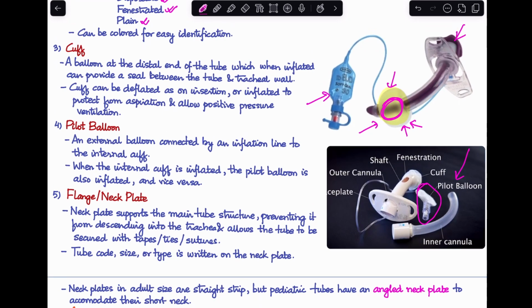The next part is the neck plate, or the flange. If you look at the image here, this is the neck plate.